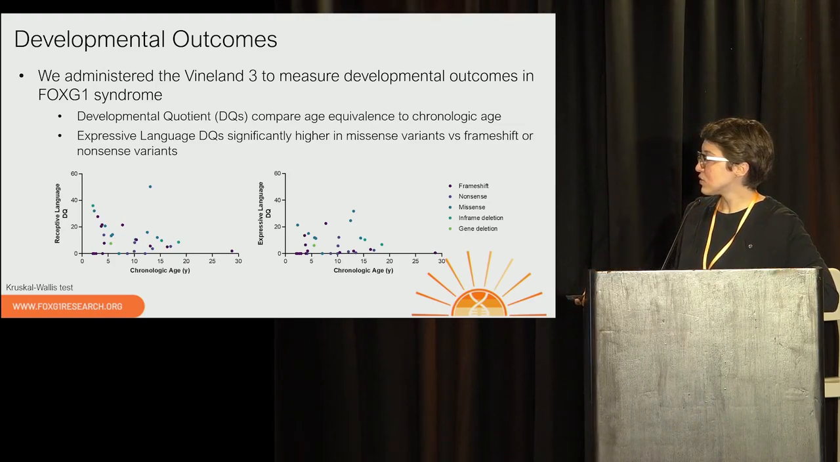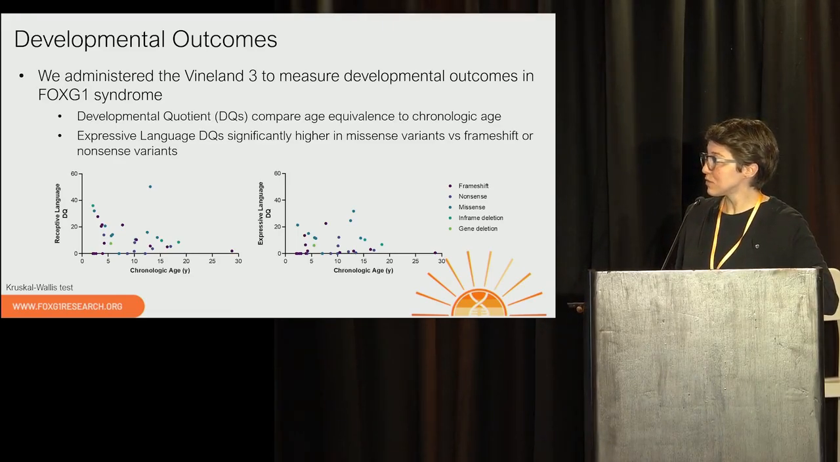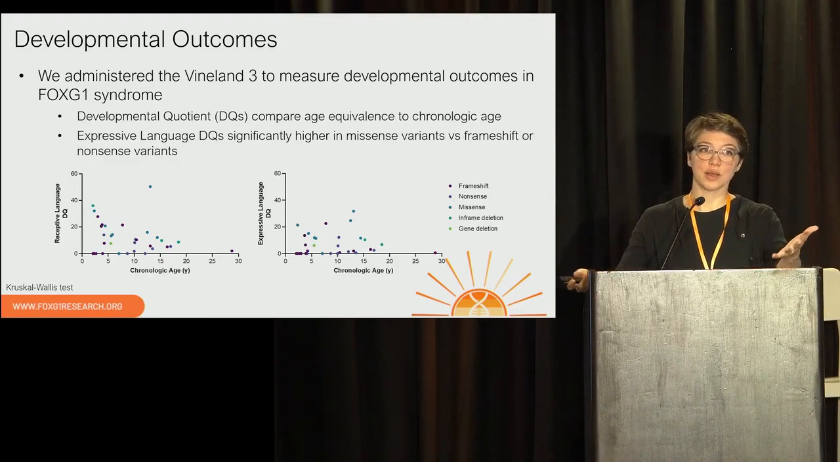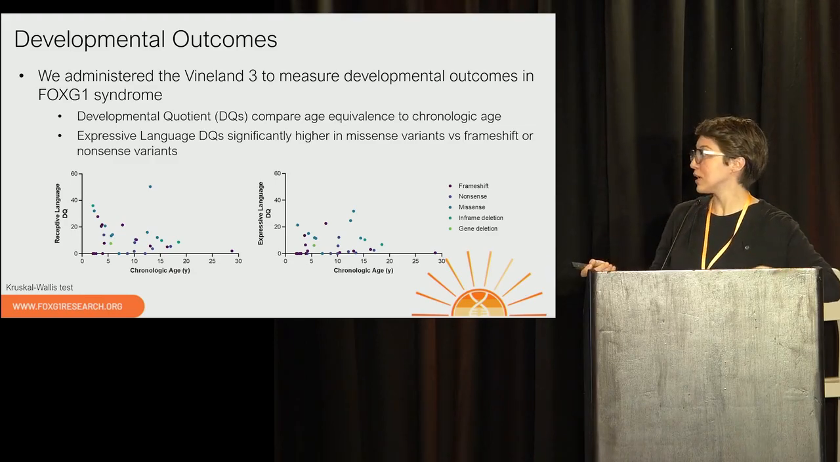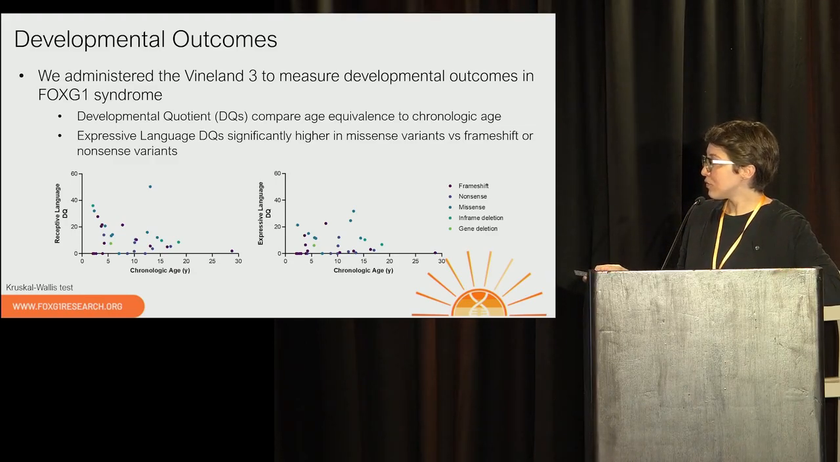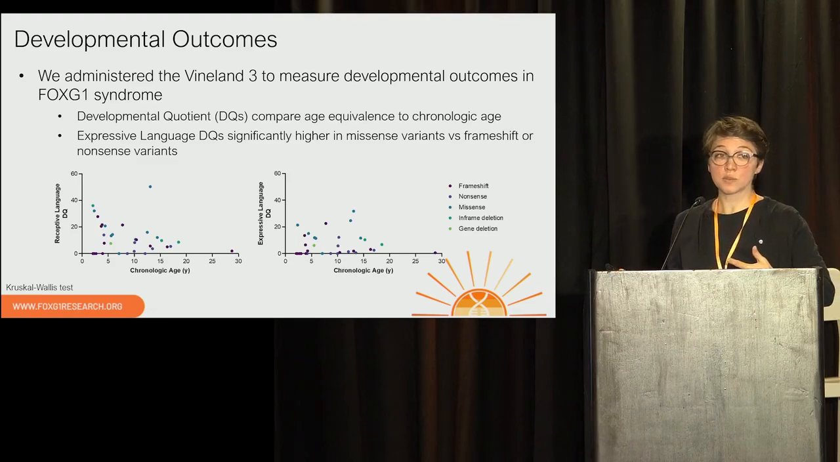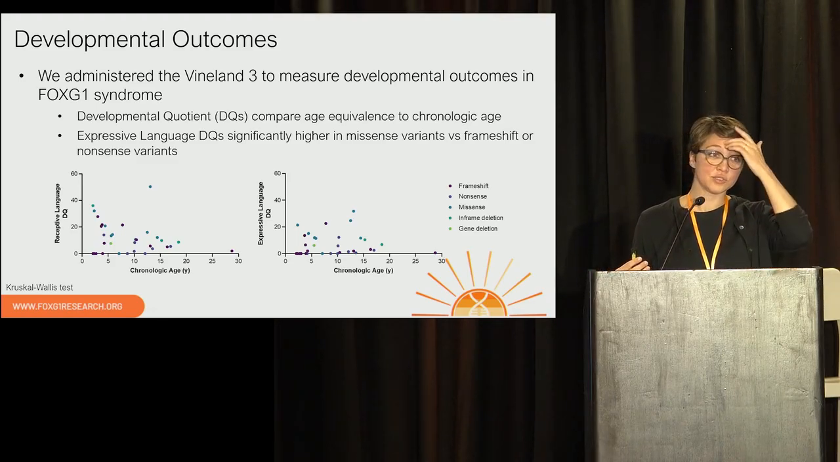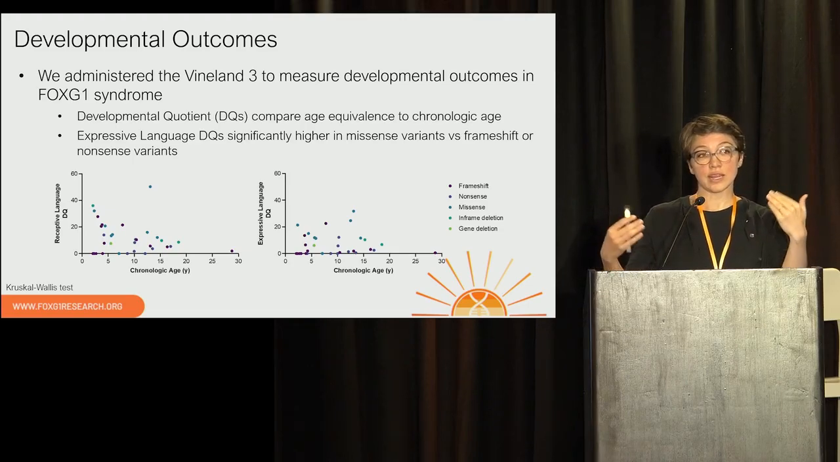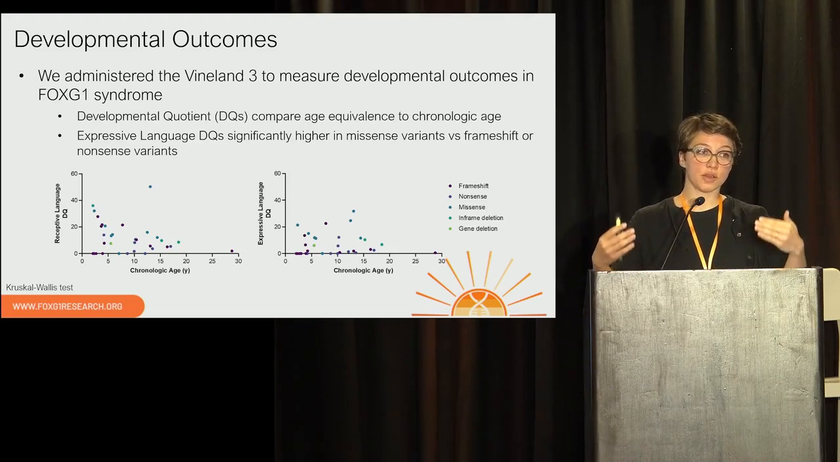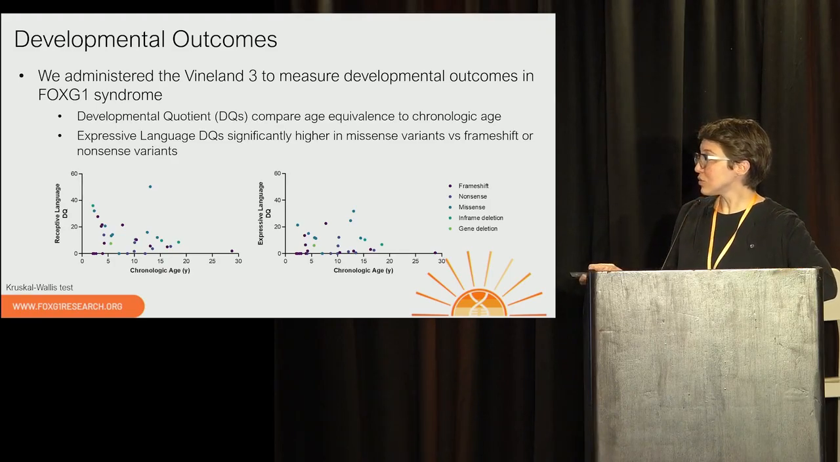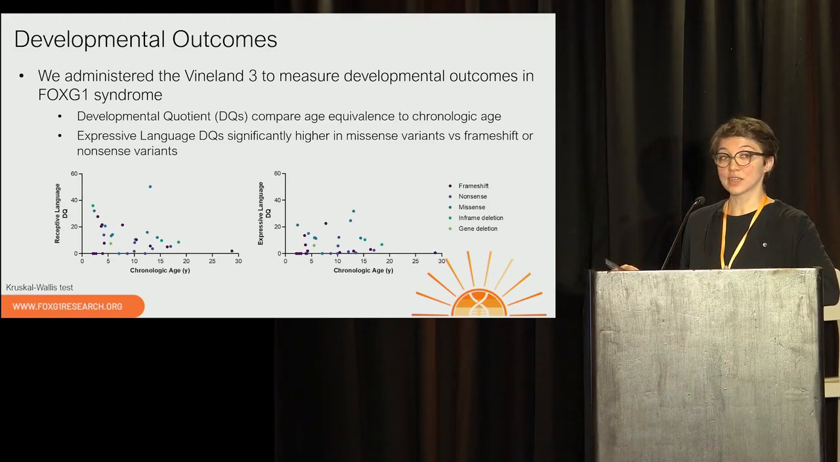So in this first set of graphs, we're looking at 2 domains of the Vineland related to language or communication. On the first graph, we're looking at receptive communication, and on the second, we're looking at expressive communication. So how do you receive and how do you share communication? And what we found is that in general, most people have delays in these domains. So their age equivalencies are lower than their chronologic age. But we also saw some differences between the different types of variants.